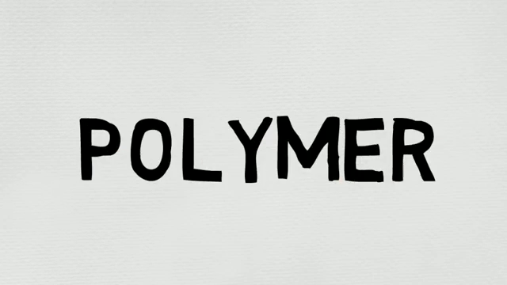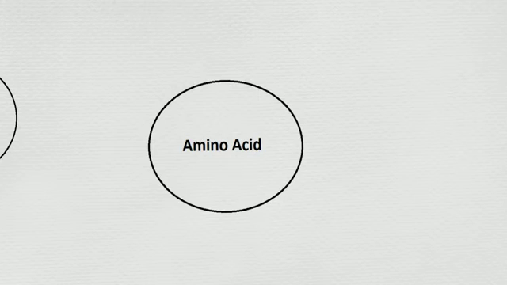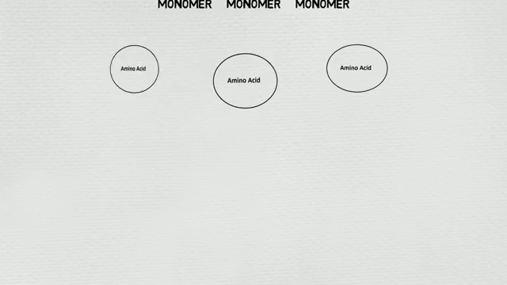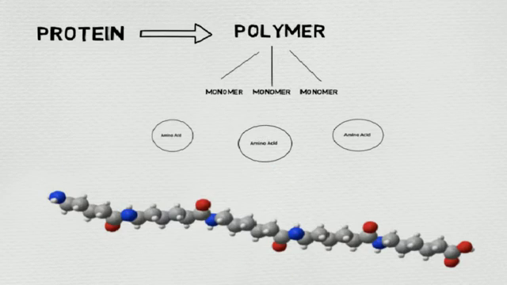Proteins are molecules called polymers. Polymers consist of repeating units of monomers. In the case of proteins, these monomers are amino acids. So amino acids, the monomers, are the building blocks of polymers which make up proteins.